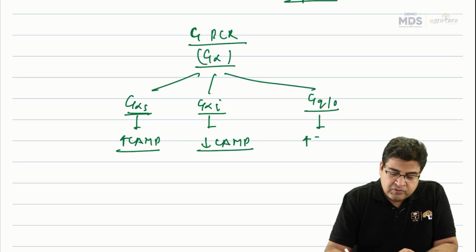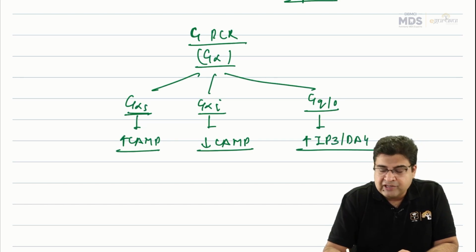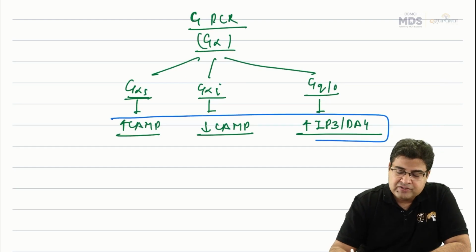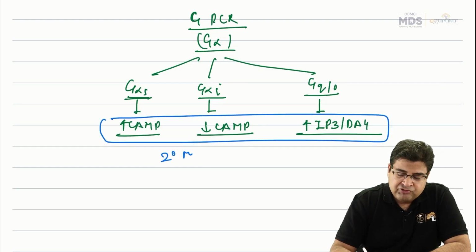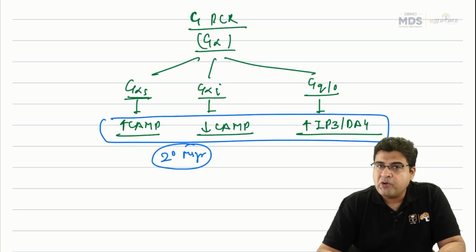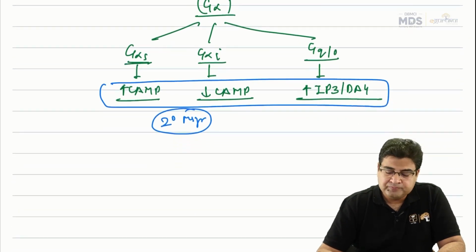Now G alpha Q will increase the level of IP3 and DAG and can result in action in the body. These are known as secondary messengers of the G protein coupled receptors. So these are the different types of important targets from your examination point of view.